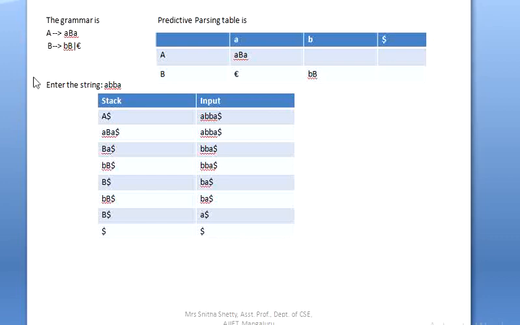So in this, what is follow of B? So follow of B, look at the grammar. What is follow of B? So who is following B here? A is following B, right? So follow of B is small letter A.